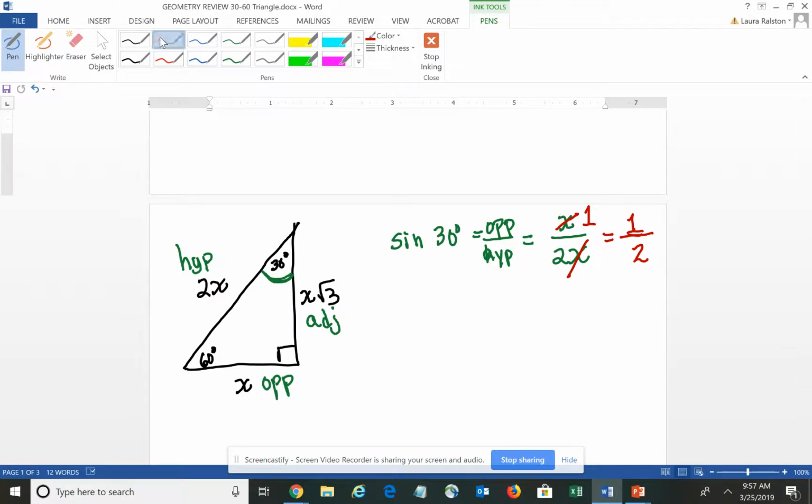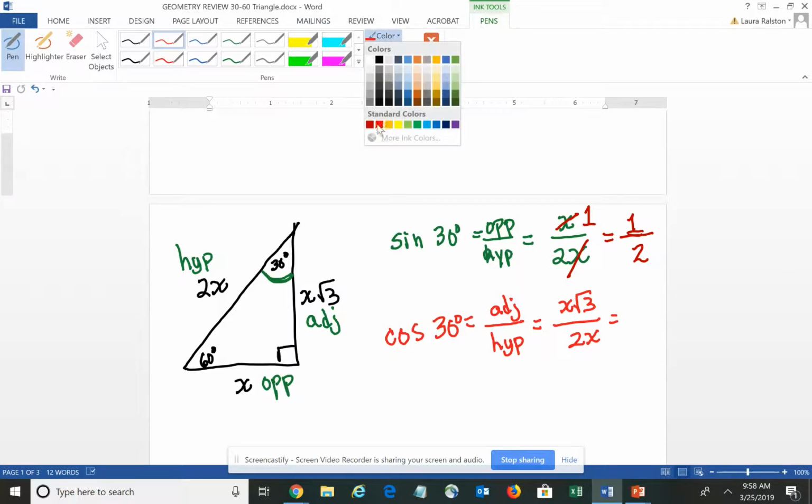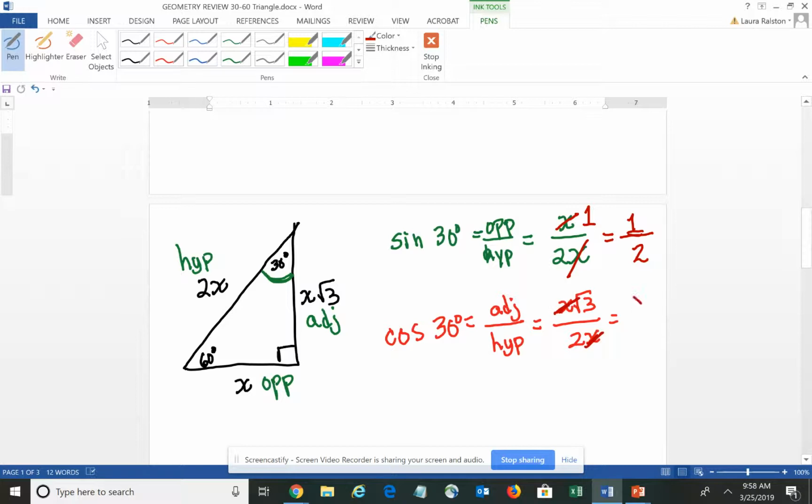Then let's think about the cosine of 30 degrees, which is the adjacent over the hypotenuse. So we have x times the square root of 3 over 2x. And again, if I do my simplification there, I notice again I have an x in the numerator and an x in the denominator, which leaves me with square root 3 over 2. So the cosine of 30 degrees will always be the square root of 3 over 2, again, regardless of the length of the sides.